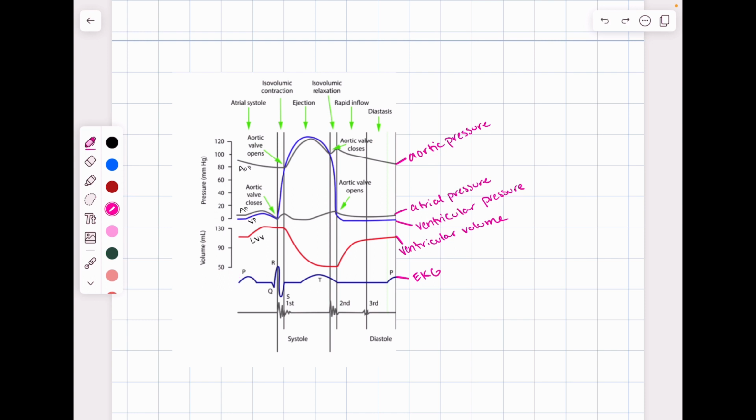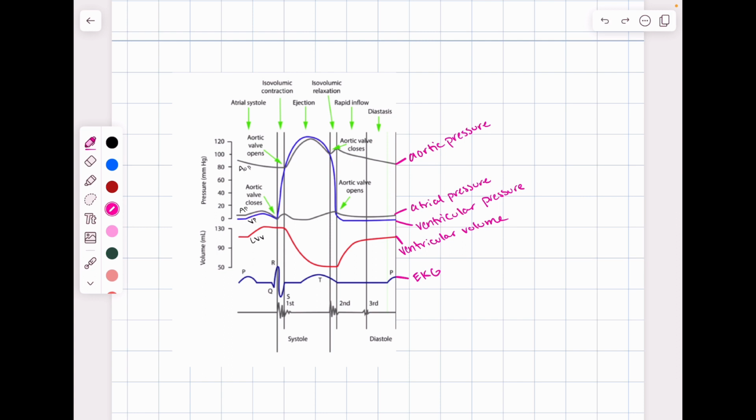So when the atria contracts, the blood is going to go through the atrioventricular valves, the tricuspid and bicuspid valves, into the ventricles. So obviously that makes sense. The ventricular volume is going to increase because the ventricles are filling with blood. So we see ventricular volume increasing right there. So it also makes sense why we have a little bump in ventricular pressure there as well.